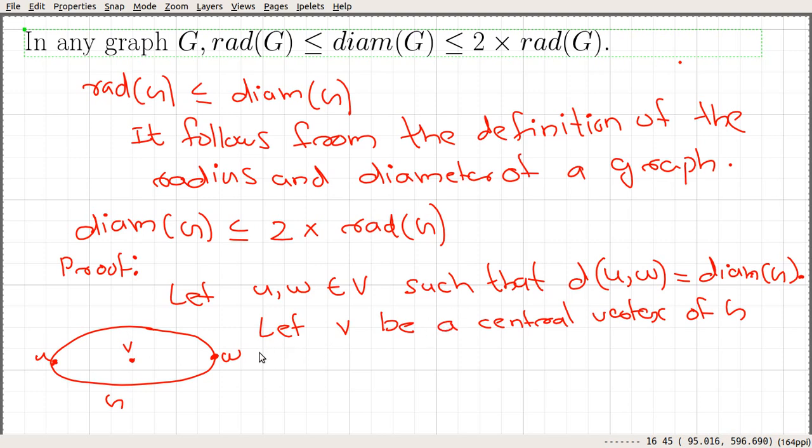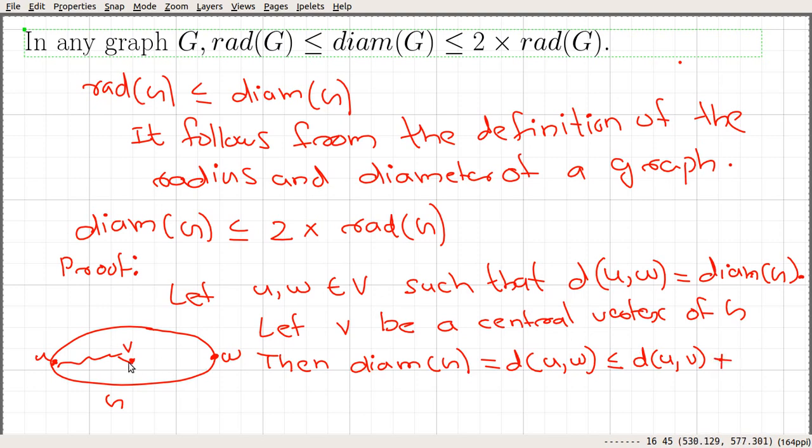Okay, and then we can see that the diameter of the graph G, which is equal to the distance between U and W, that is how we chose these two vertices U and W, and again we can see that this is always less than or equal to d of U V, the distance between these two vertices, plus the distance between V and W. Okay, so this inequality follows from the triangle inequality.